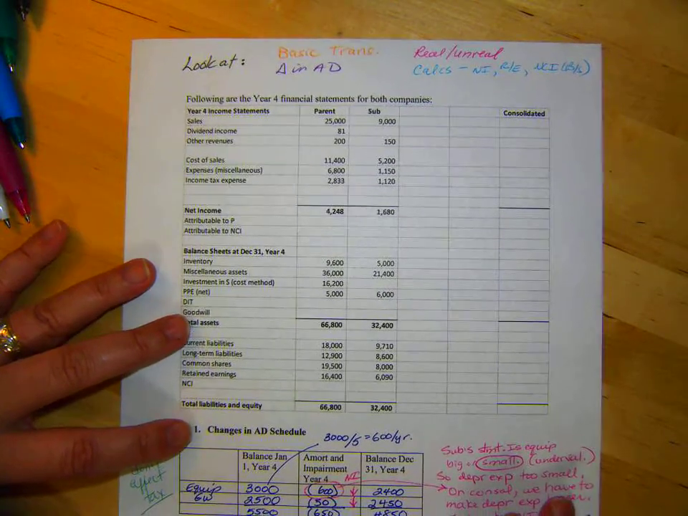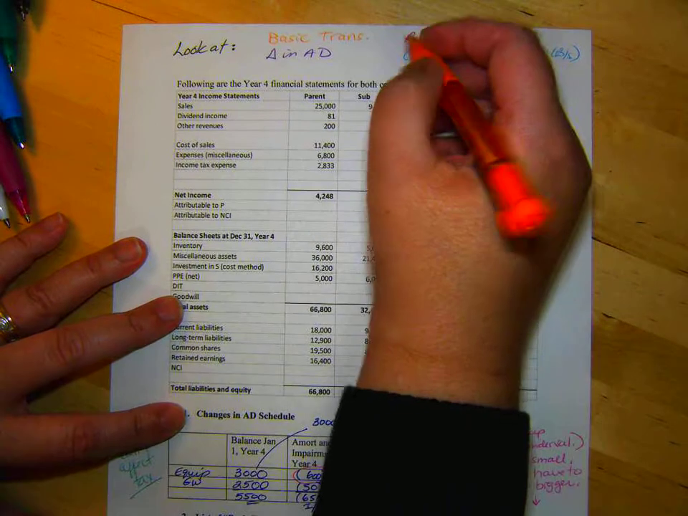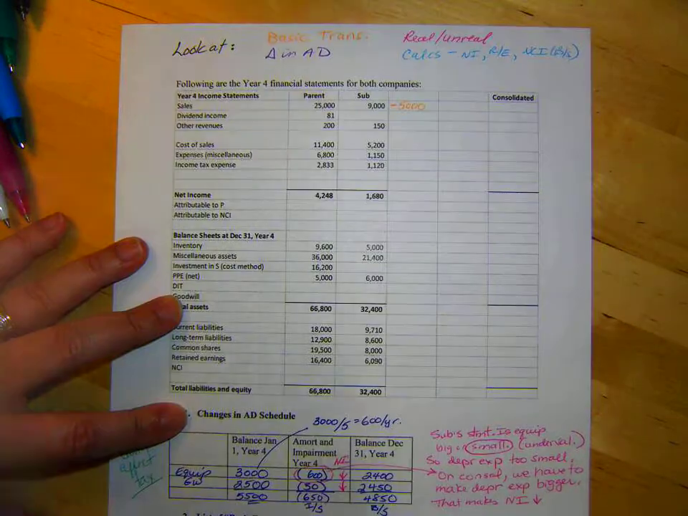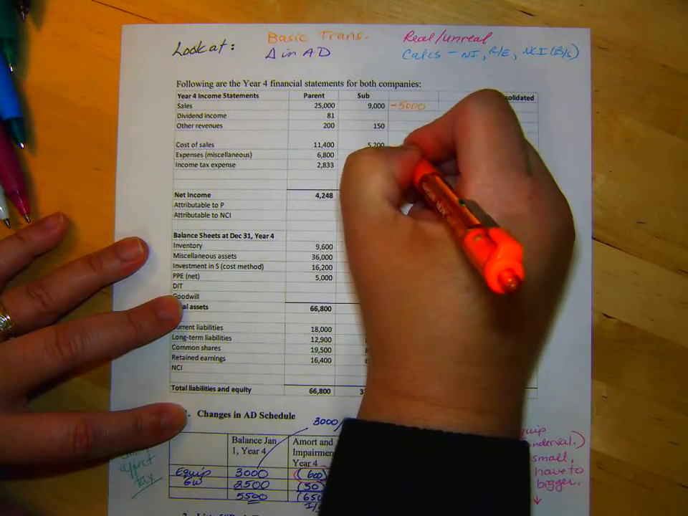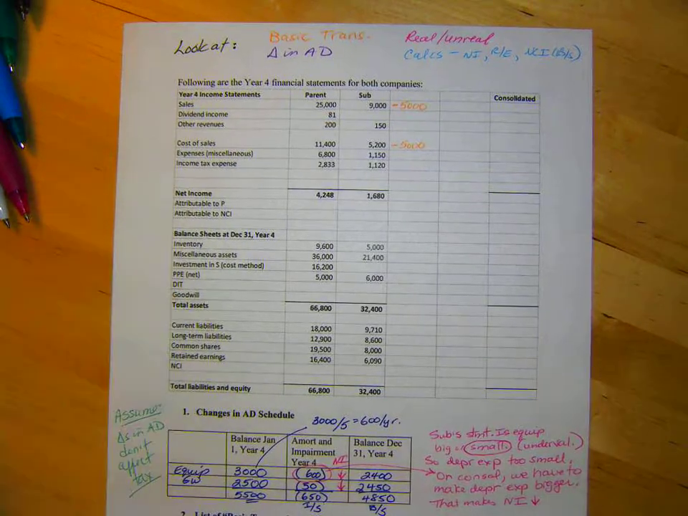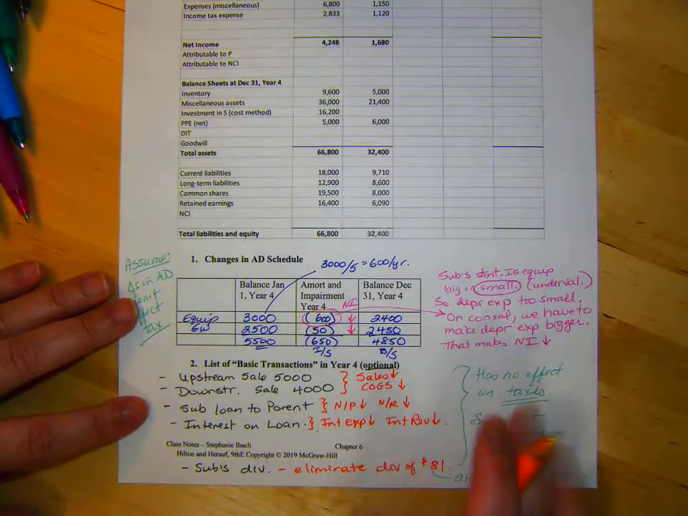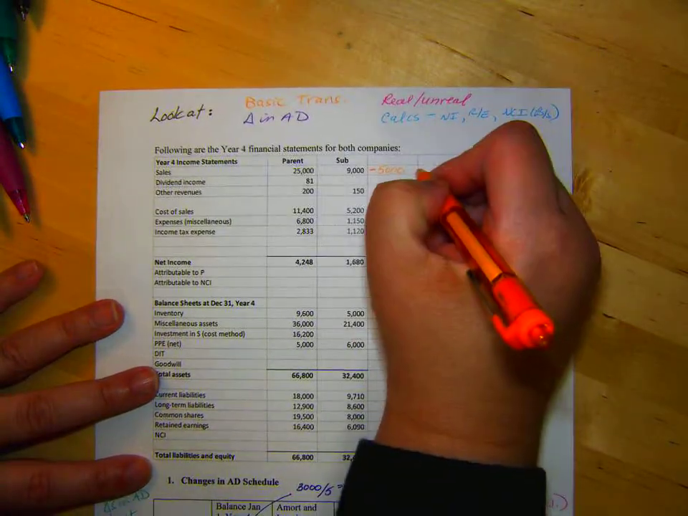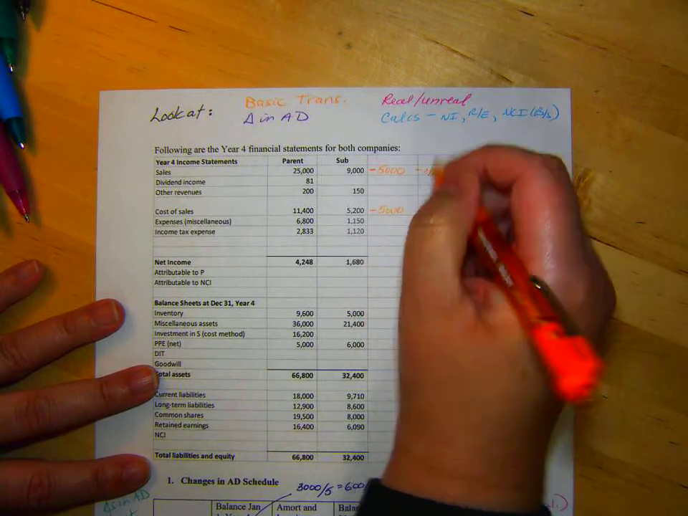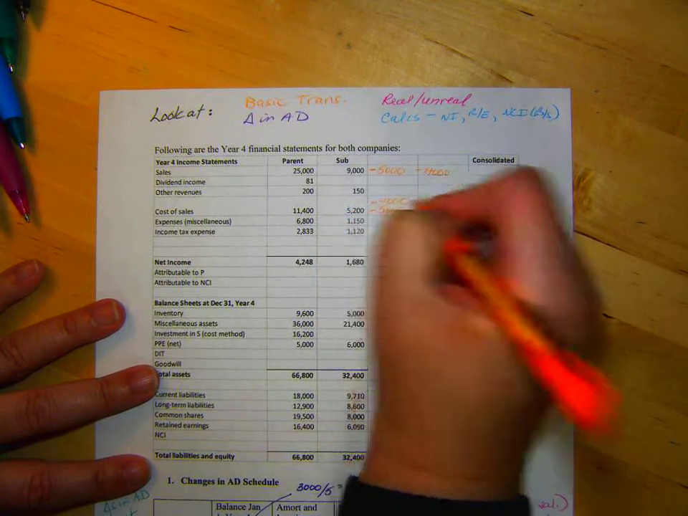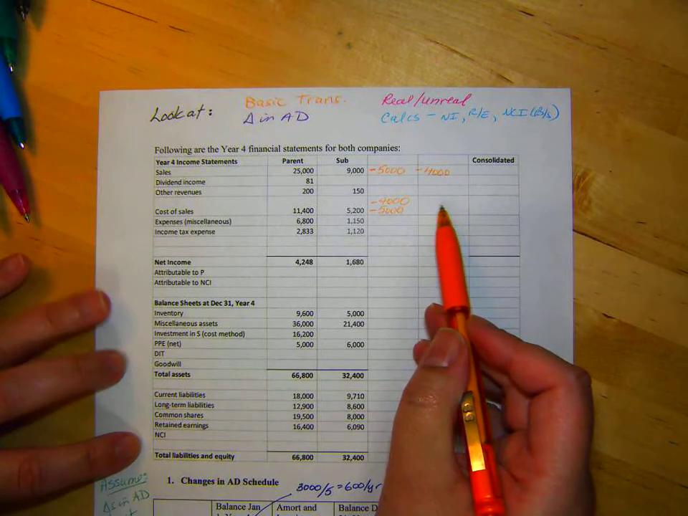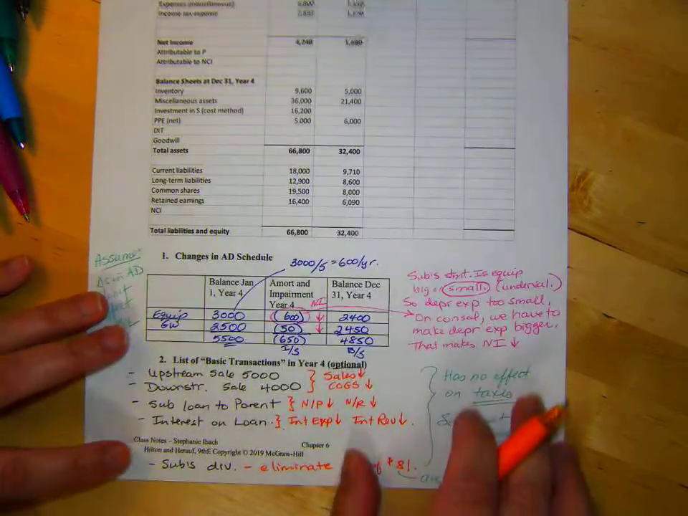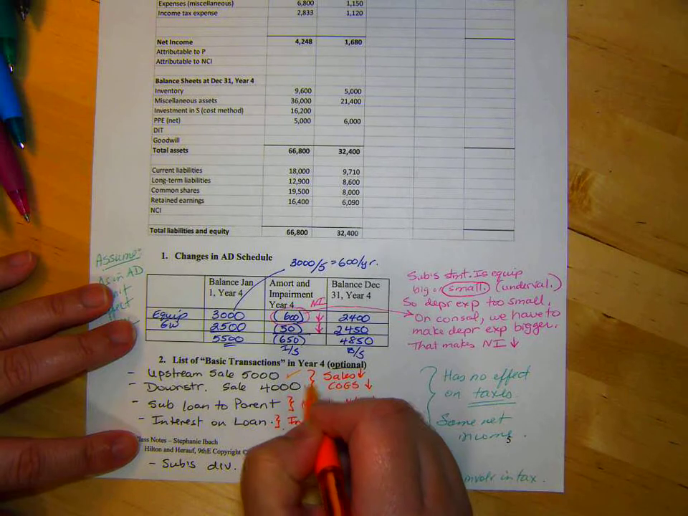We need sales and cost of goods sold to both go down by 5,000. So sales, and I'm using the direct method, minus 5,000. Cost of sales goes down 5,000. Then we do the downstream sale of 4,000. Same thing. Sales and cost of goods sold, or cost of sales. And notice I left a little space here. Cost of sales often has a lot. So does income tax expense. Okay, so we've done two of them. We've done upstream sale, downstream sale.